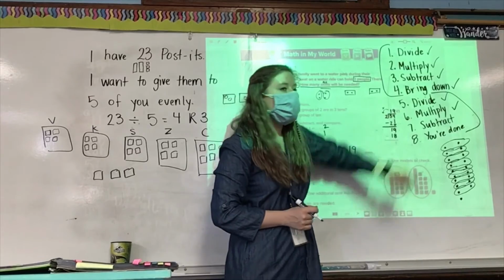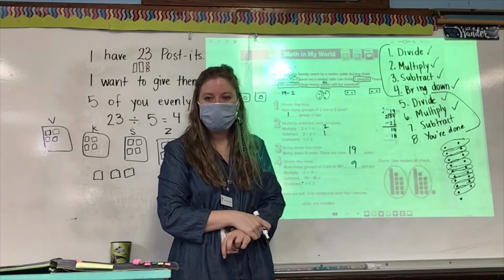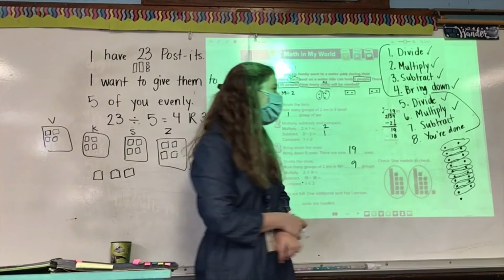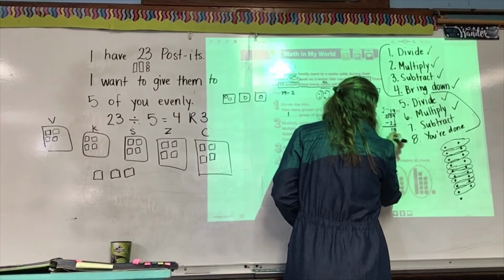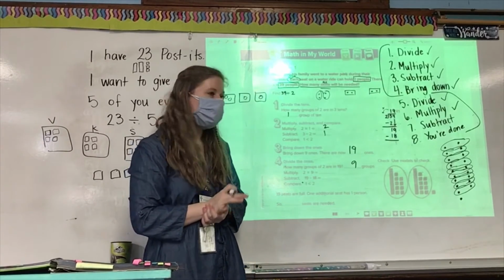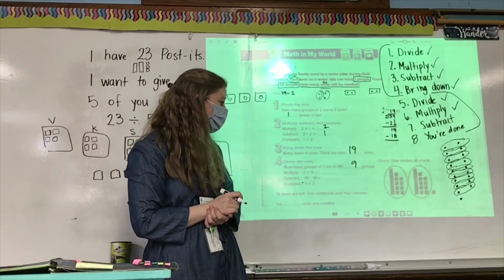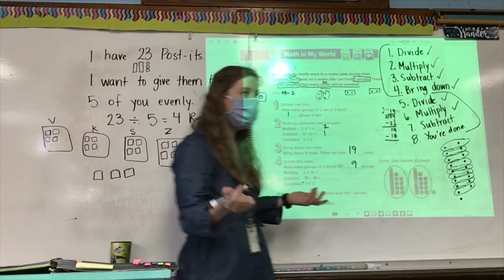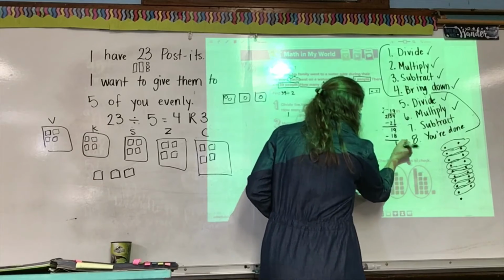So we just multiplied. What's the next step, class? Subtract. So again, we're just going to subtract. 19 minus 18 is what? 1.